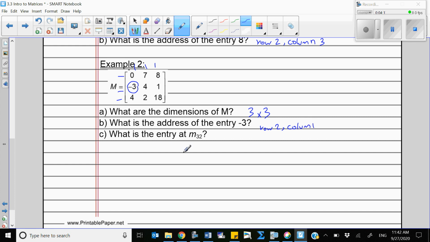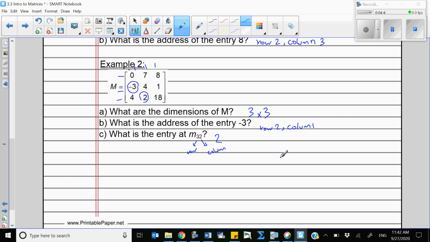What is the entry at M32? That means at the location of row 3 and column 2, what number do we have here? What is the entry at that address? It is equal to 2 because it's located at row 3 and column 2.